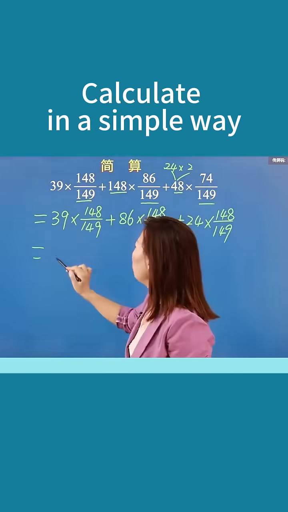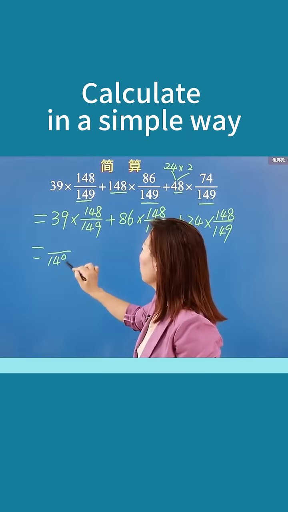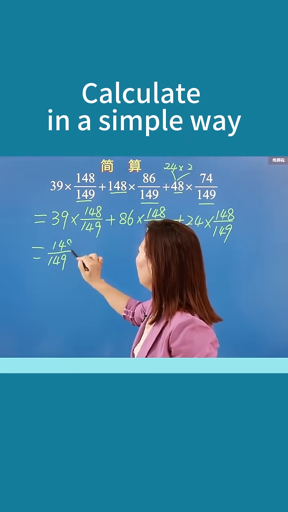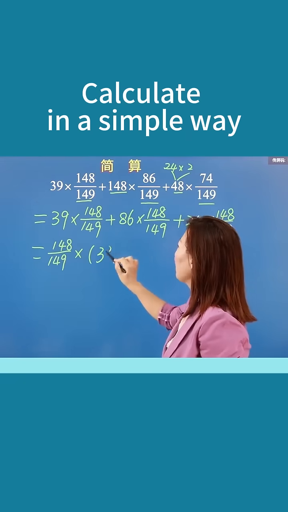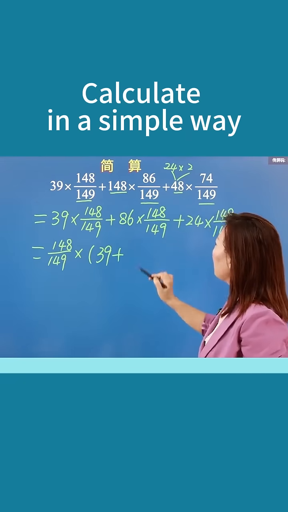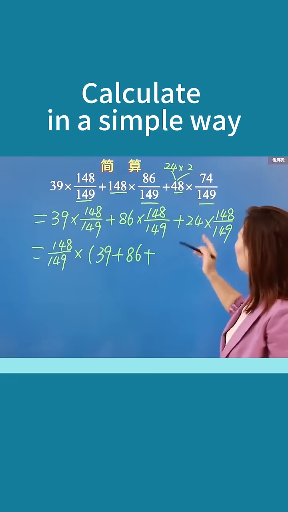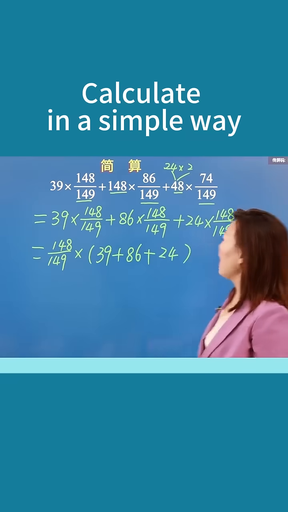Great. So now we can factor out a common factor, and it should come out 148 149ths multiplied by the parentheses. For the first term, aren't we left with 39? For the second term, aren't we left with 86? And for the third term, aren't we left with 24? Come on, let's add them up.